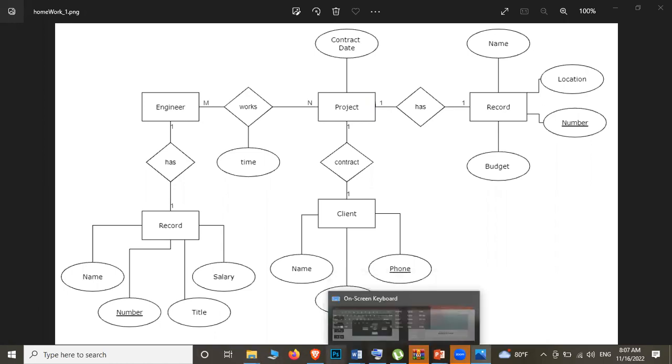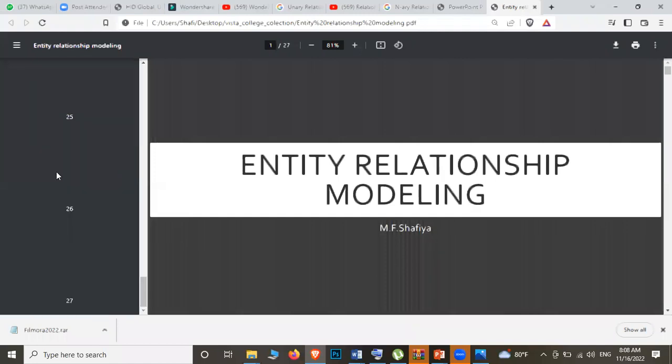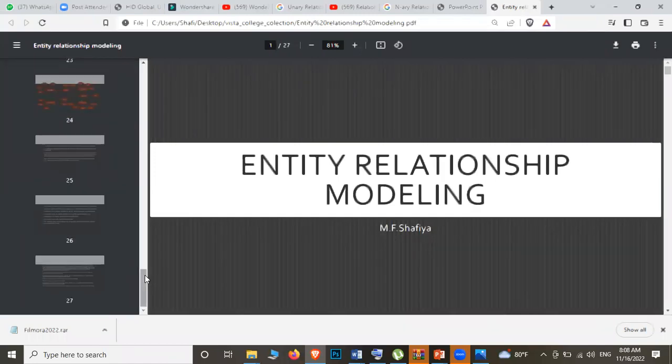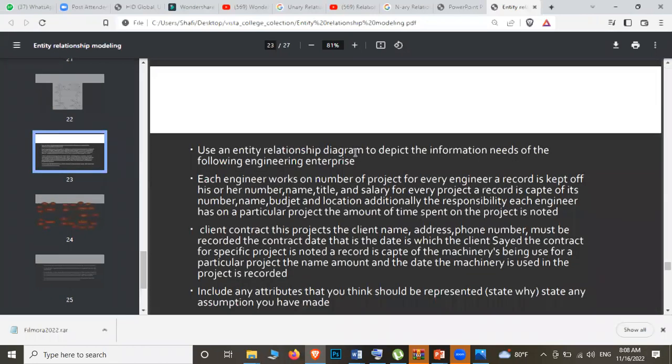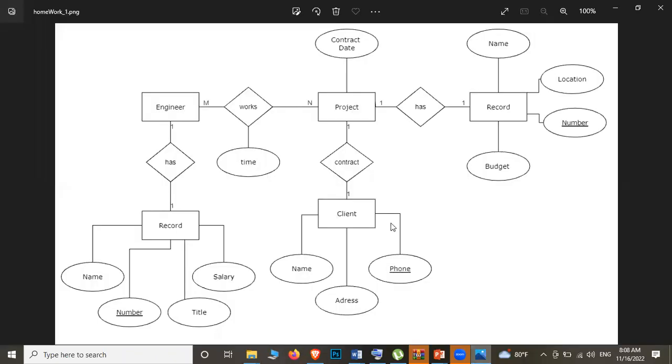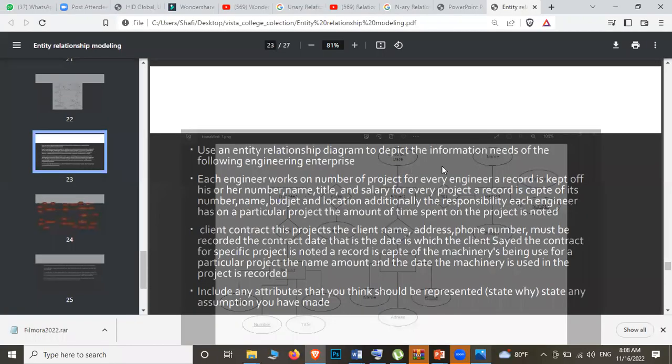Okay, so this is the presentation. I gave this as the homework, right? Use an entity relationship diagram to depict the information needed of the following engineering enterprise. Each engineer works on a number of projects. So engineer, very good, that is an entity, right? Then they are working on projects. Can we consider project as an entity? Can, isn't it? So you also mentioned project as another entity.